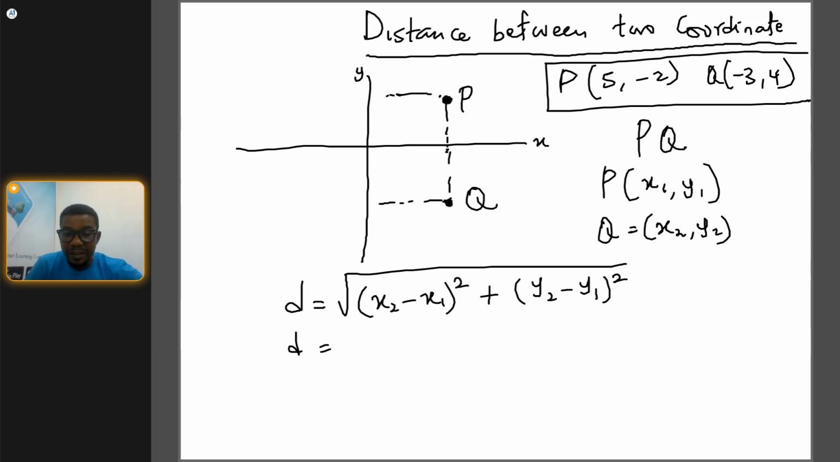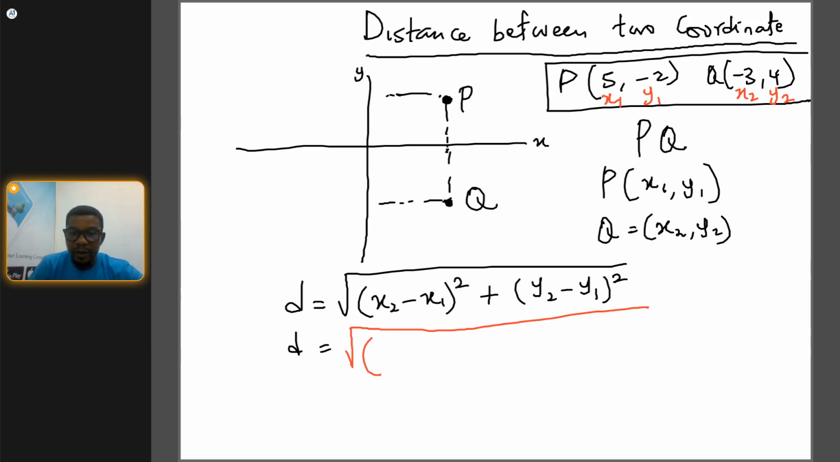You need to first identify x1, x2, y1, and y2. Because if the identification is wrong, you are likely to get a response that will not be accurate. So for this question, P is the first coordinate. This is x1, and this is y1. This is x2, and this is y2. So the first coordinate takes x1, y1. The second coordinate, which is point Q, is x2, y2. So let's go on to get the distance.